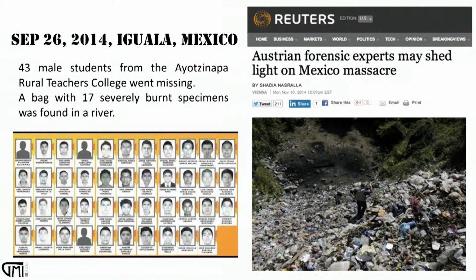That goes back to the year 2014, where 43 male students went missing and haven't shown up since then. And there was strong belief that they were killed and burned. We received a bag that they found in the river, and that contained ash and 17 individual, very small pieces of severely burned and degraded specimens. These are the typical hopeless cases where usually you have no success. You try your best, but you don't get anything out of it.